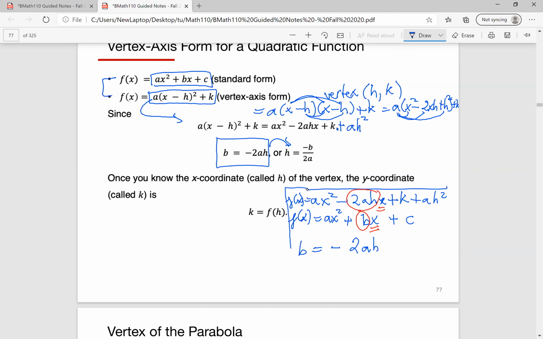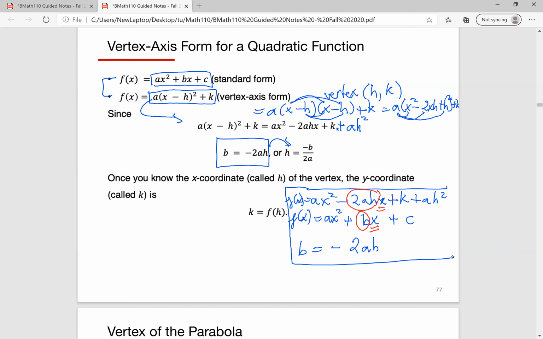So now you have h already. You can have k, and since you know that the x coordinate is called h of the vertex, then the y coordinate will be called k, which is k equal to f of h, or I'm going to rewrite it as k equal to f of negative b over 2a. Okay, I'm going to keep f of h in here.